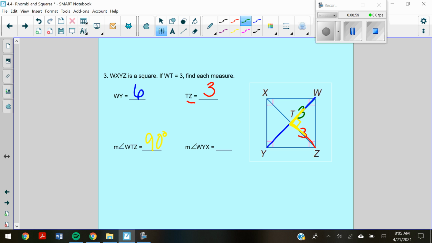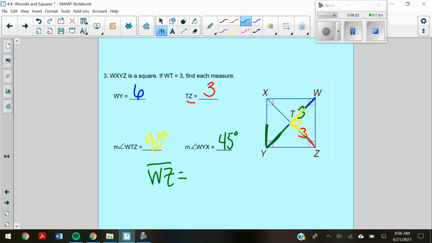And then we have the measure of WYX. So W to Y to X is this one. Well, if the angle in the corner for Y is 90 and the diagonal bisects it, this is a 45-degree angle.